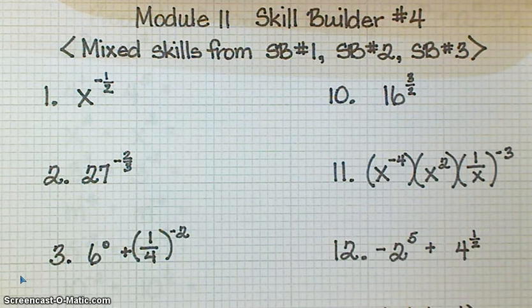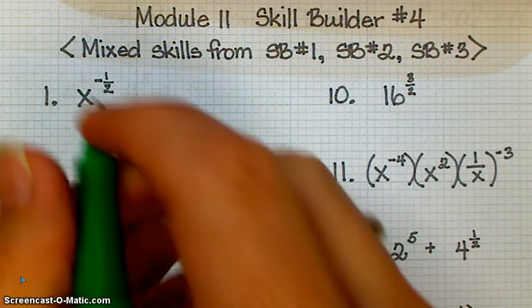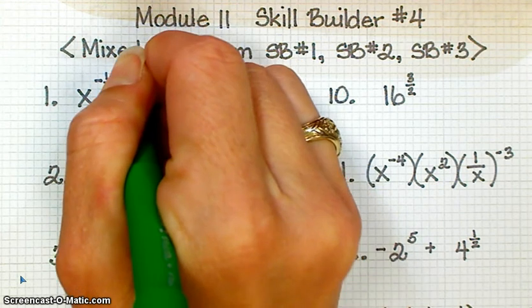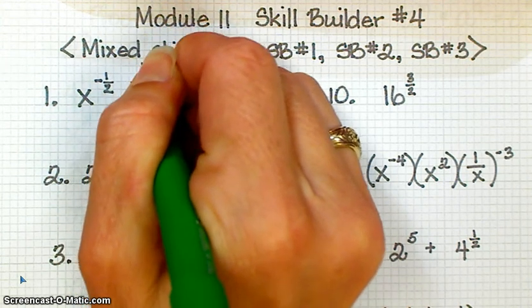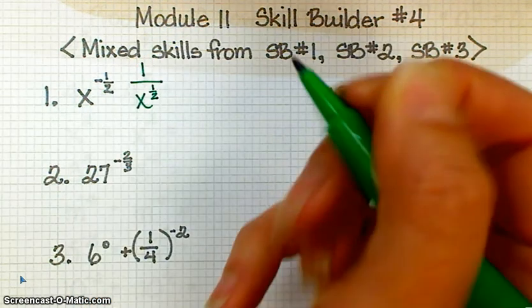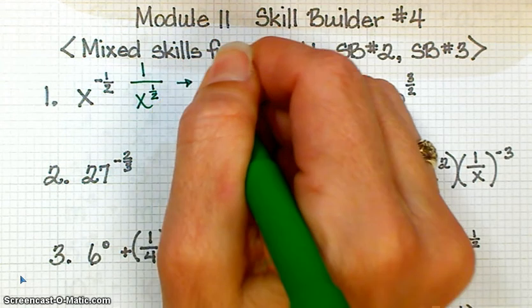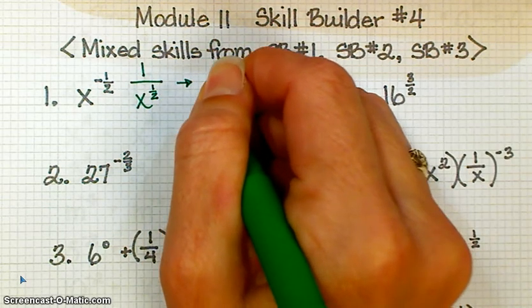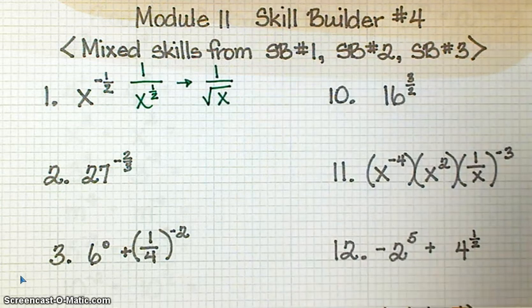All right, so number 1 has x to the negative 1/2. So let's deal with the negative exponent first. This is going to be 1 over x to the 1/2. And then remember that when you have x to the 1/2, that really is saying please take the square root of x.